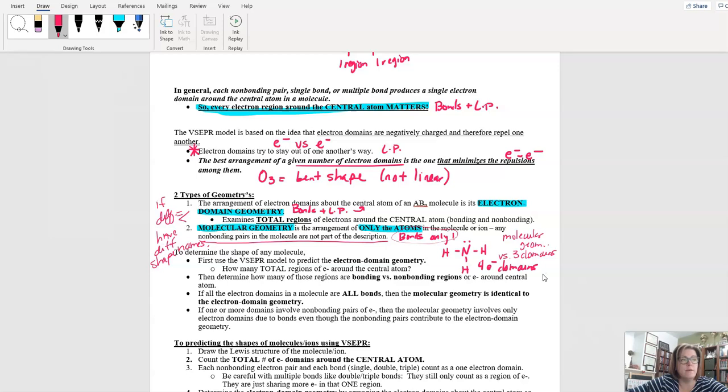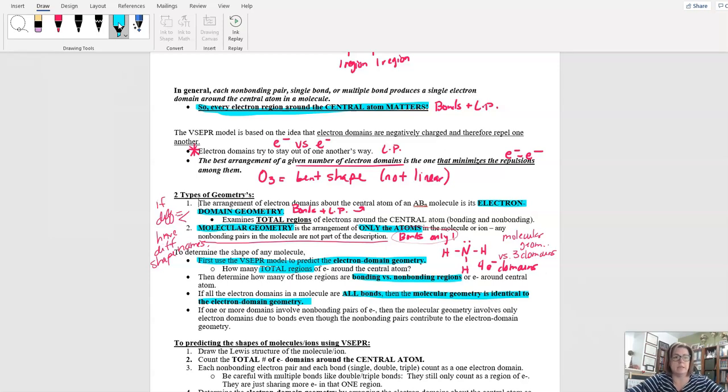First, use the VSEPR model to predict the electron domain shape. Always look at the total regions first. And then determine how many of these regions are bonding versus non-bonding. If the electron domains in the molecule are all bonds, then the molecular geometry will be the same as the electron domain geometry. And that's when life is good.